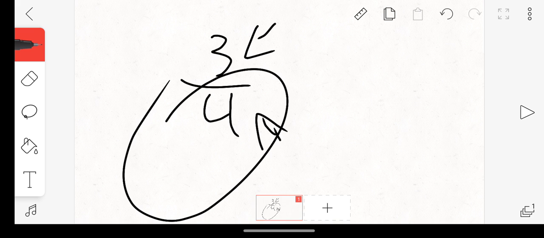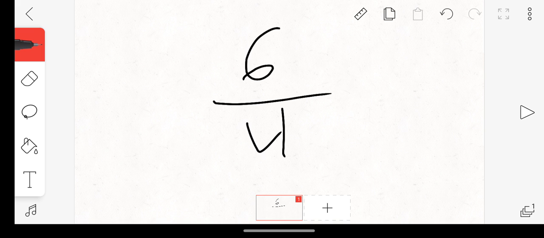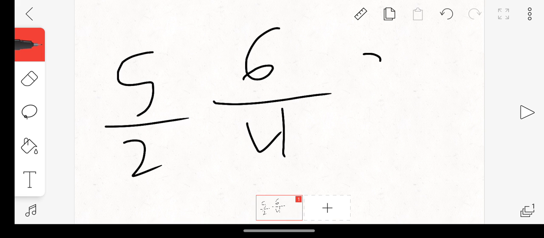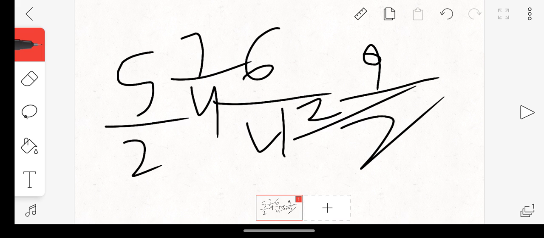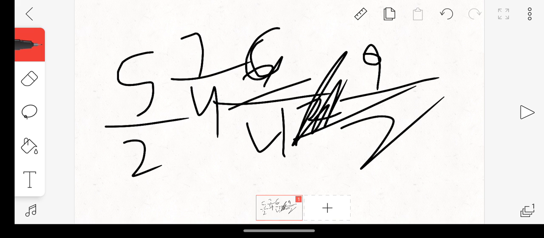This is the numerator. This is the denominator. But once you start going in third grade, you're going to be learning about more wholes than one whole, like 6/4, 5 halves, 9 halves, 7/4, 6/3. Yeah, you're gonna be learning about that. So I'll just give you one.